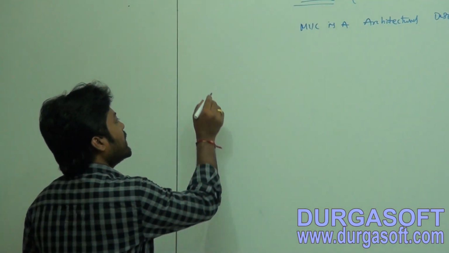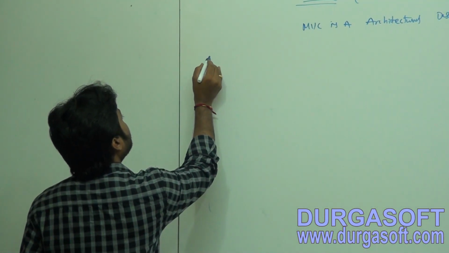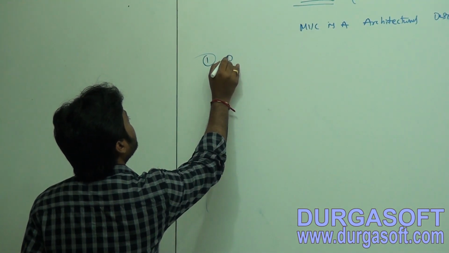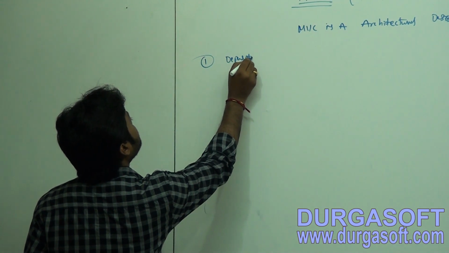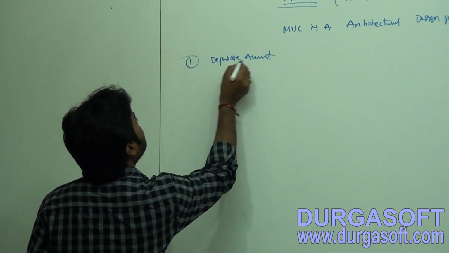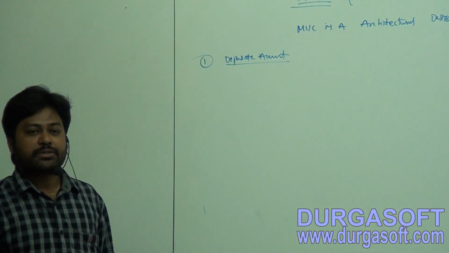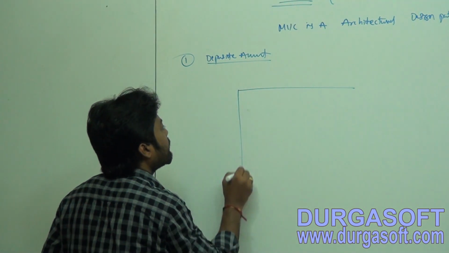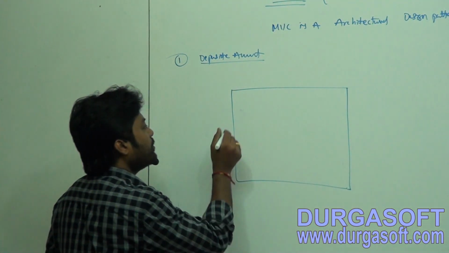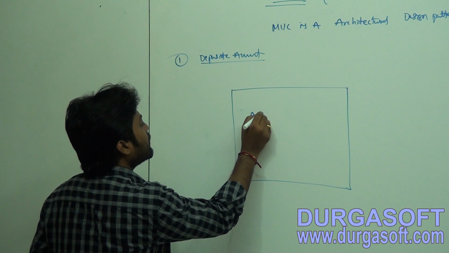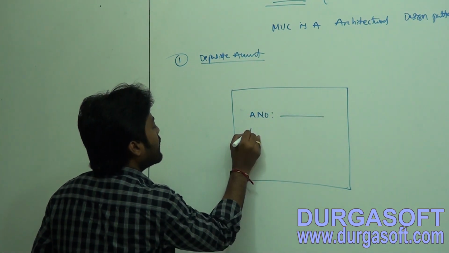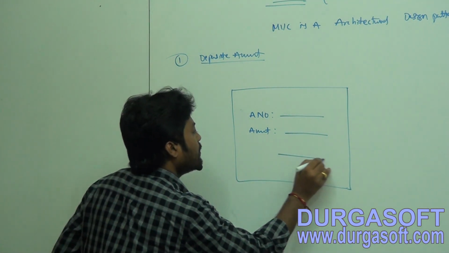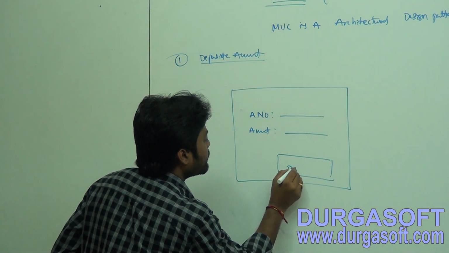Okay, say it is a simple fund transfer or deposit amount use case. I just want to deposit some amount into my account. So here is my input form. In this input form, I have account number. I need to enter the account number here and how much amount I want to deposit. That amount I need to enter here. Then finally, I require one button, deposit.